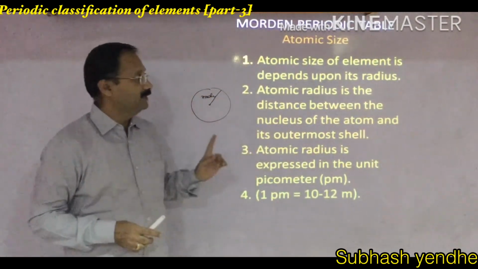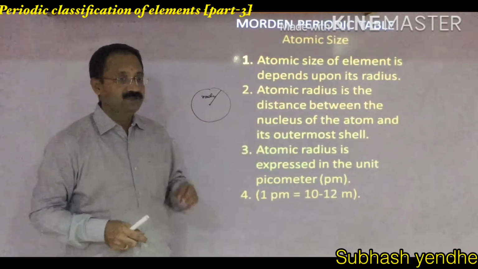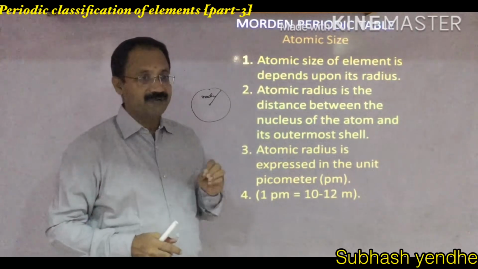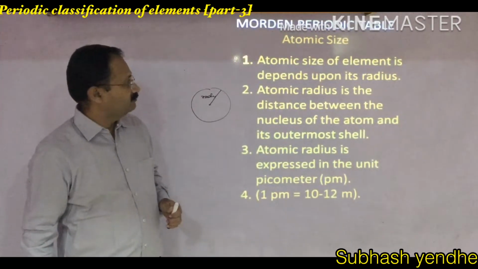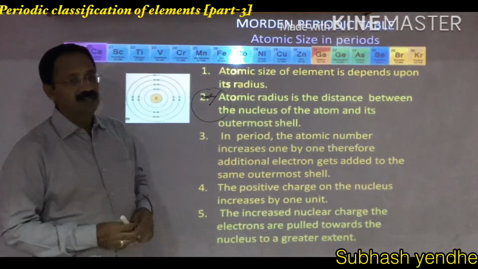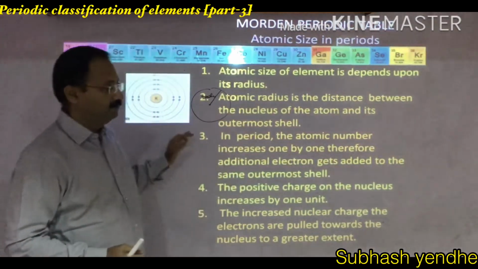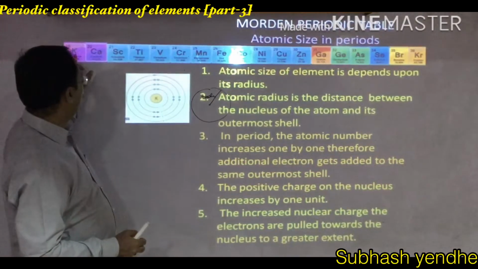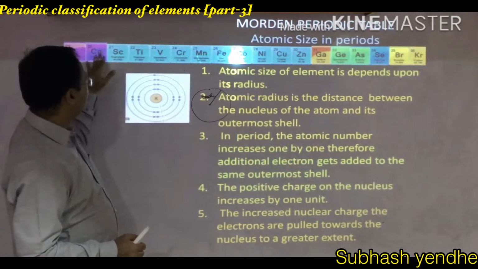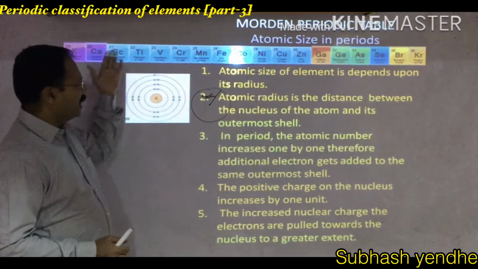Remember this atomic size, because they will ask you 2 questions which depend upon this one. Now let's see the next part, and that is atomic size in a period. Now observe this period. You will find that potassium, calcium, scandium, titanium, and these are these.